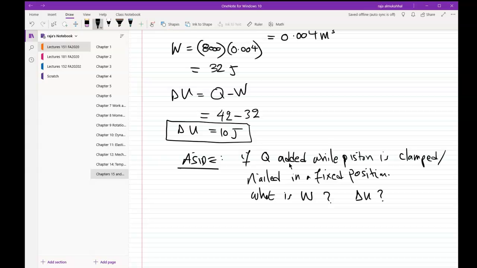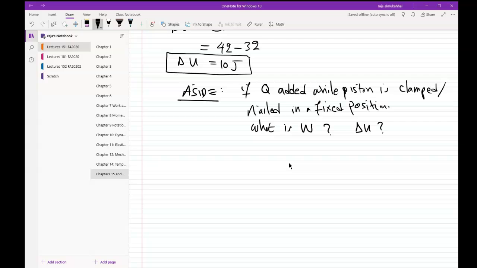Okay, let me show you a picture. So here it is. Here is the cylinder. Here is the piston right here.